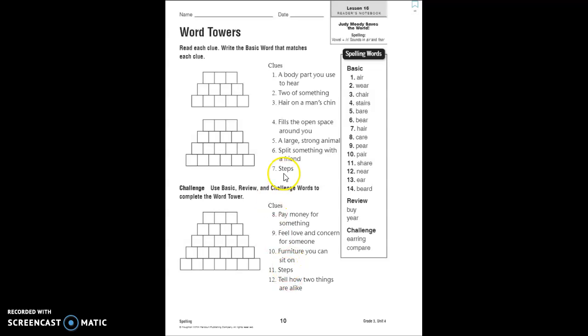Number 11, we already did. Steps. Write the same one. On this one, that's the one that has 6. And finally, number 12 says, tell how two things are alike. Oh, I kind of gave that one away when I was telling what the word meant, huh? That would be one of your challenge words. 1, 2, 3, 4, 5, 6, 7. Okay?